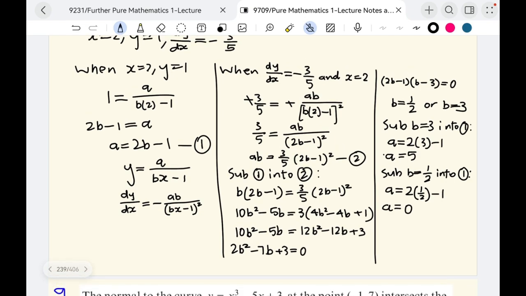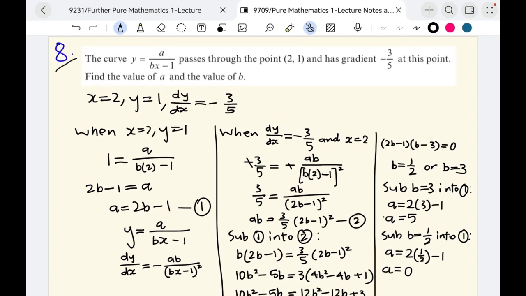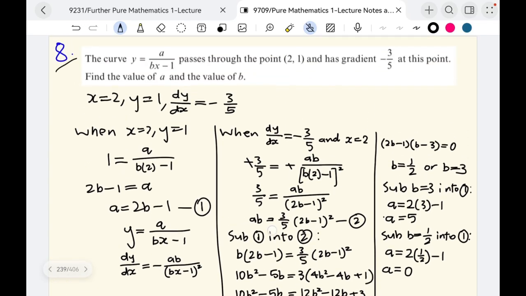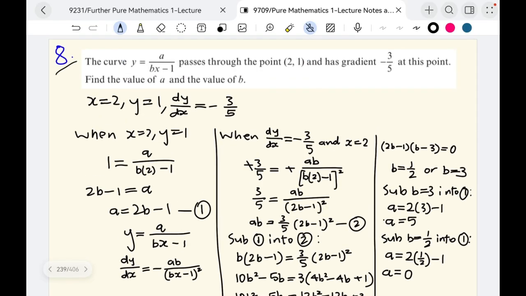Okay, at this point, we have to decide which is correct and which is invalid. So of the two b's, only a single value of b must be correct, and the other is wrong, because the question says value. Value is singular, right?